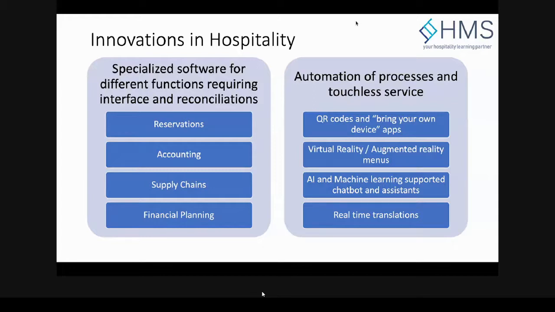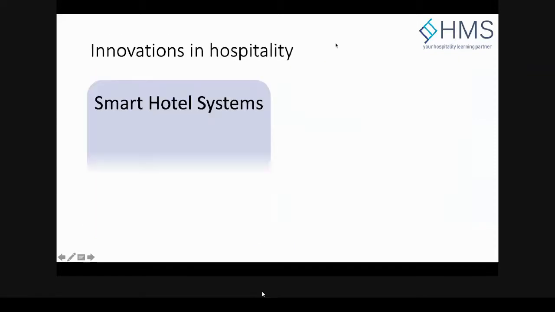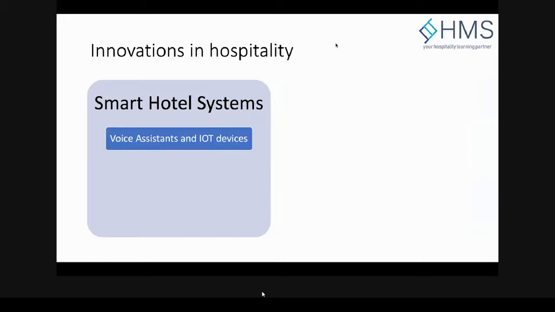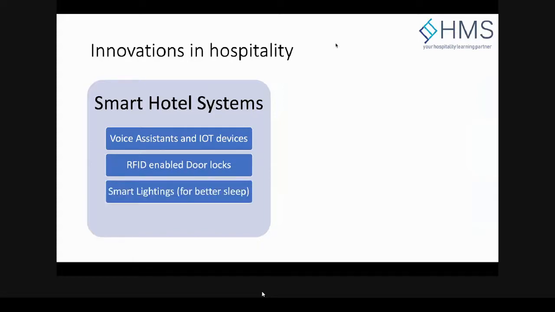Moving over to the other innovations in hospitality, there are smart hotel systems which are now working with Alexa and other types of voice control devices. There are Internet of Things systems where you can download the app of the hotel room and control your aircon, your refrigerator, minibar, and guest ordering system. Then there are RFID enabled door locks.